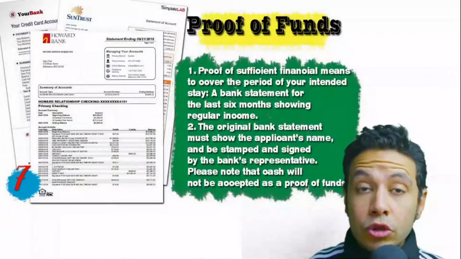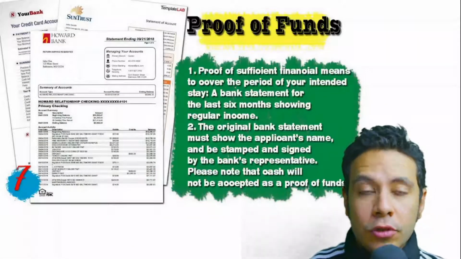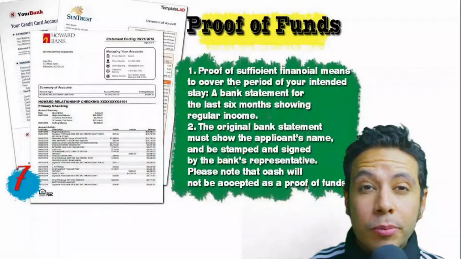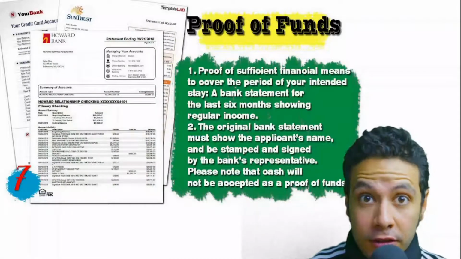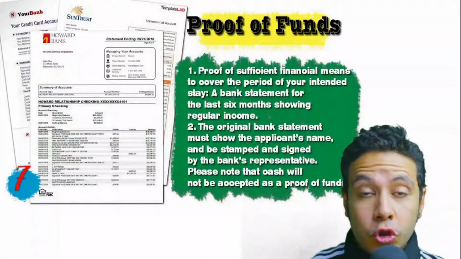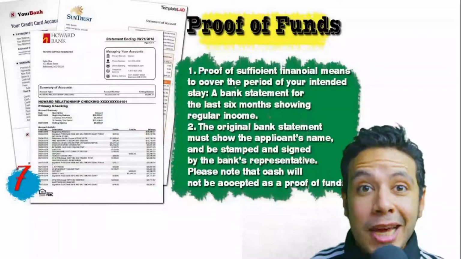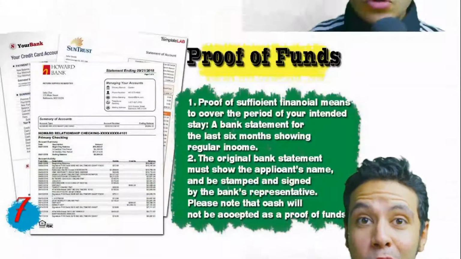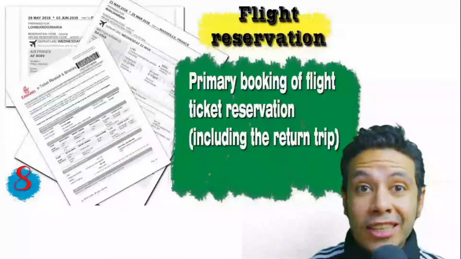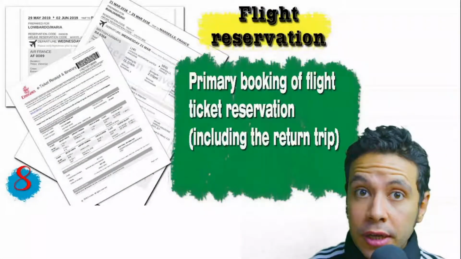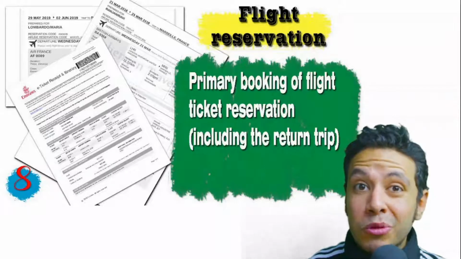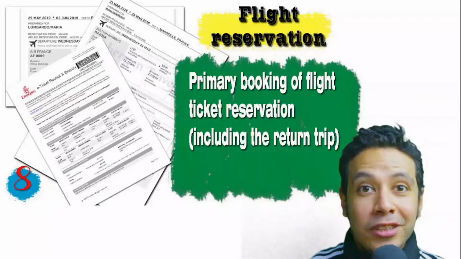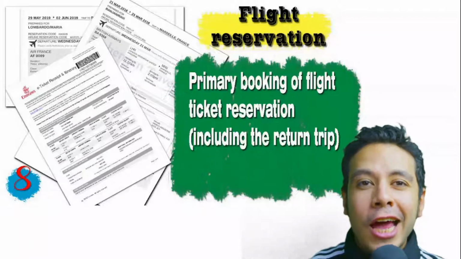You will also need to provide a proof of sufficient funds, which is a bank statement stating your balance for at least 6 months. The original bank statement must show your name and should be signed and stamped by the bank representatives. And remember that cash will not be accepted as a proof of fund. You should also provide a flight reservation. It could be an initial booking, but in some minor cases, you will need to provide a confirmed booking. And remember that this flight reservation must include a return ticket.